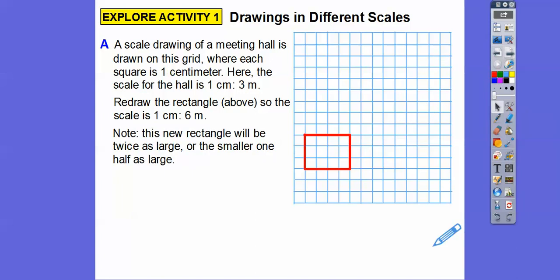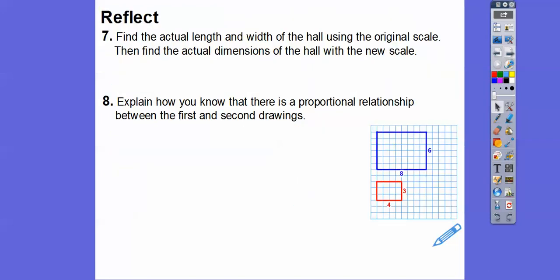Okay, so note this new rectangle will be twice as large, or the smaller one's going to be half as large as the new one. So there it is right there. So I put the dimensions right there. Find the actual length and width of the hall using the original scale. Then find the actual dimensions of the hall with the new scale.